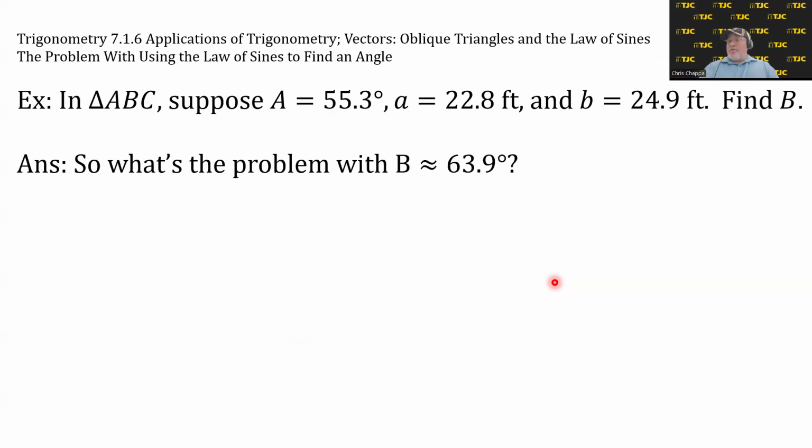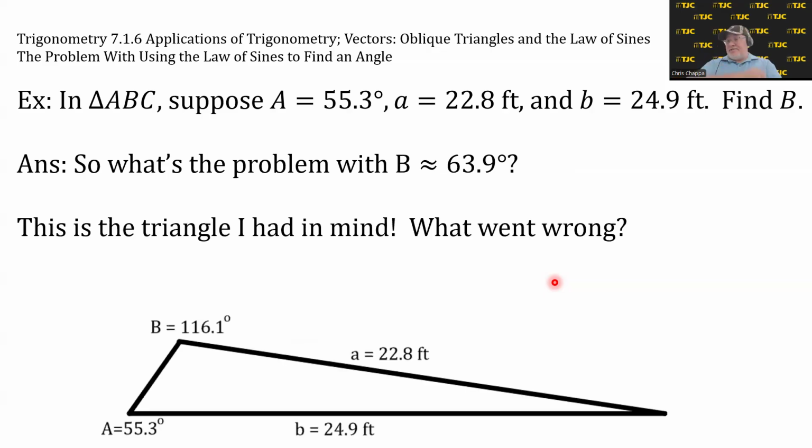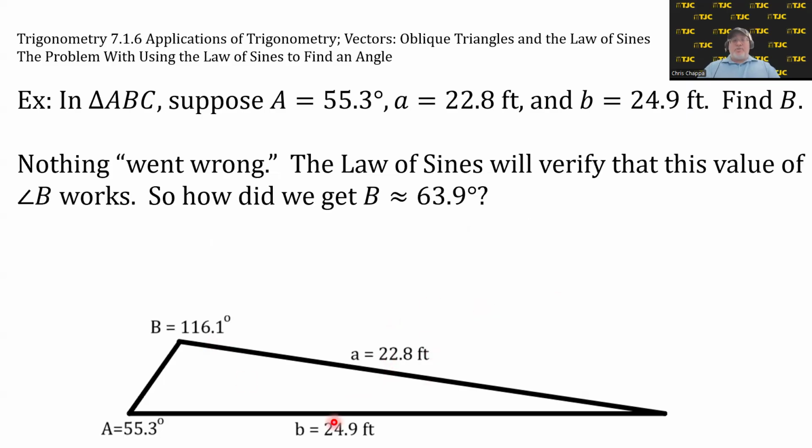So what's the problem with this? Well, the problem is that's not the triangle I had in mind. This is where angle B is actually 116.1 degrees. Everything else is the same. How do I know that's the correct angle? Well, use the law of sines. Hit the law of sines on this picture. Put sine of B over b, sine of A over a, and you'll see that they're equal to each other.